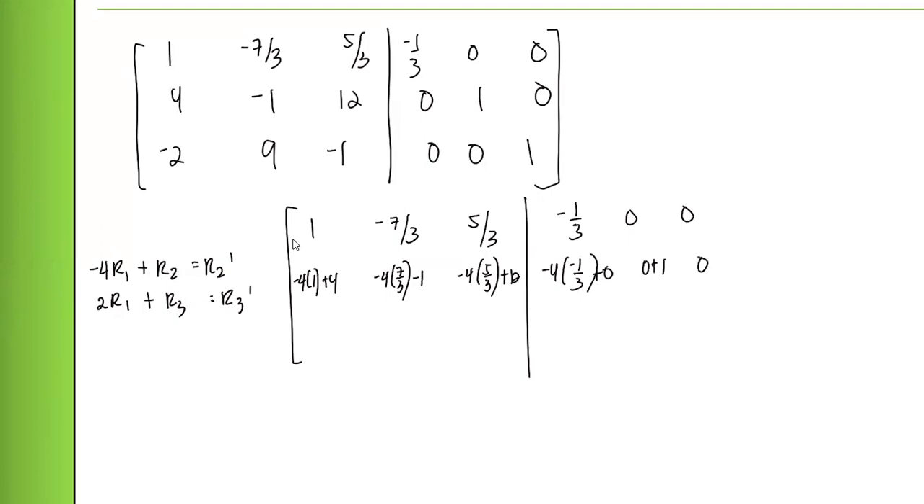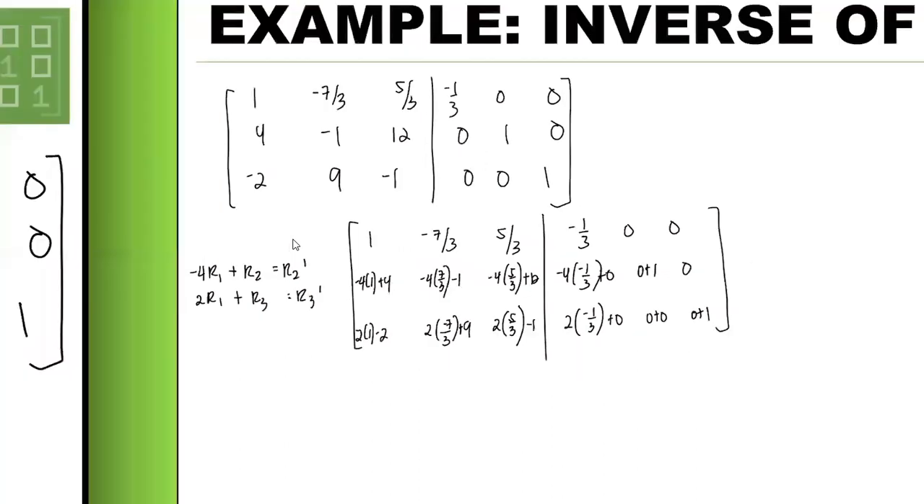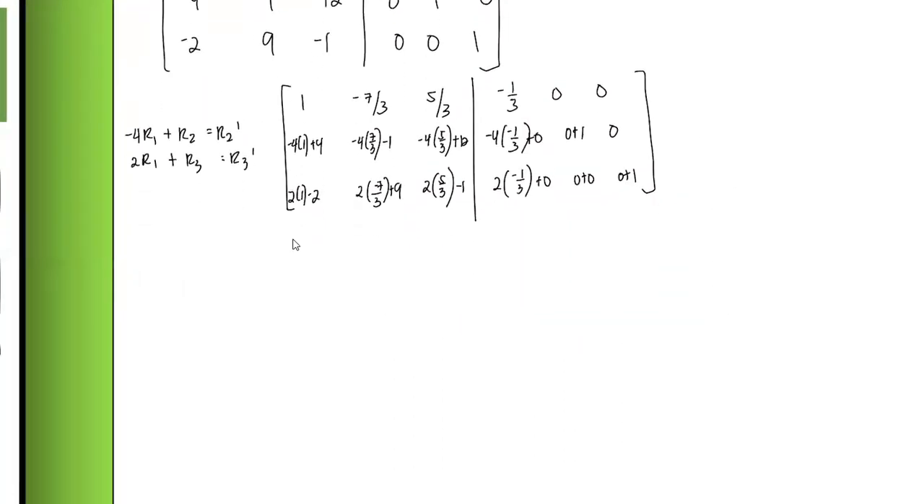Okay? Third row, we have 2 times 1 plus minus 2. 2 times negative 7/3 plus 9. Then 2 times 5/3 minus 1. 2 times negative 1/3 plus 0. Then we have 0 plus 0. And then yung last natin is 0 plus 1. Okay? Ayan. So, simplify lang natin to. We have our new matrix.